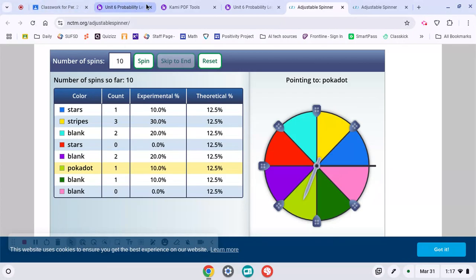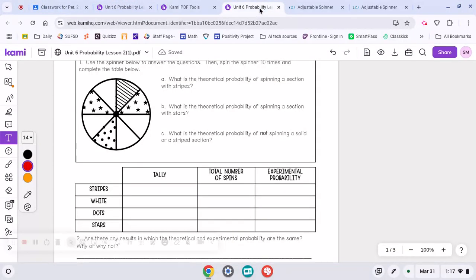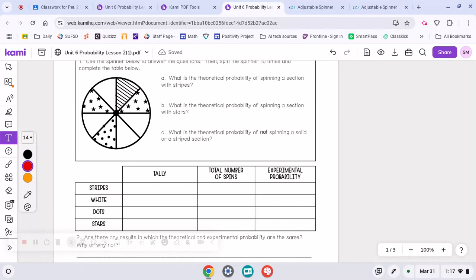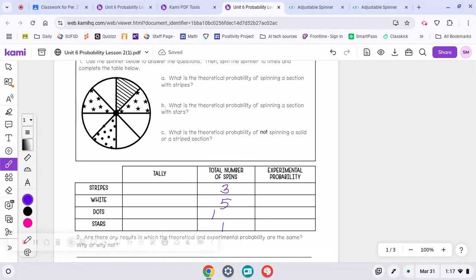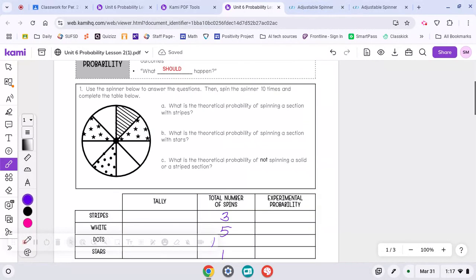And go down our tally and make sure that our number of spins is actually going to add up to the 10 spins. So I've got a 3, a 3, a 5, a 1, and a 1. And that does add to 10. And so now let's take a look at what the theoretical probability is of actually getting these.